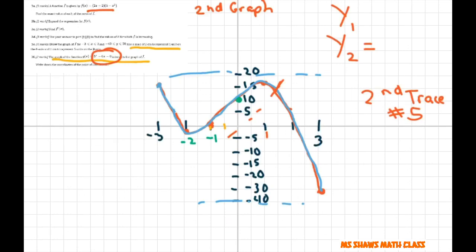And when you do that, you're going to get the intersection as 1.49, comma, 13.9. And that should show up on your calculator.